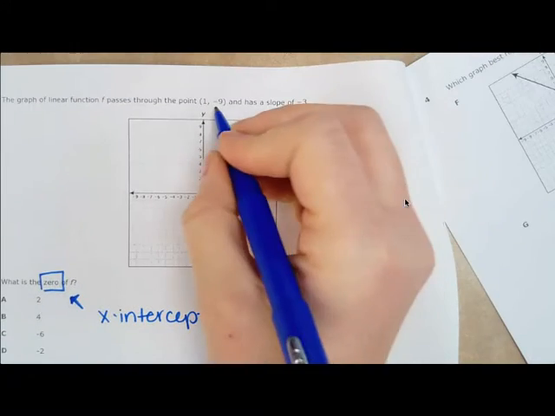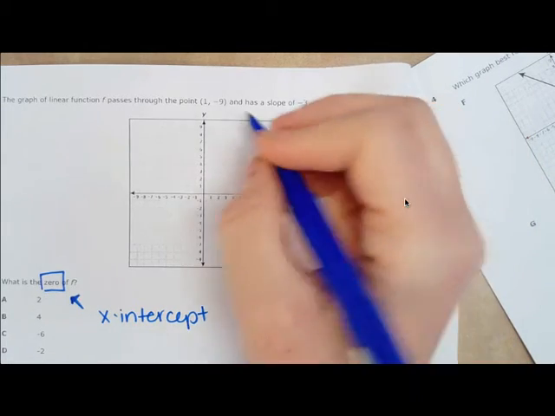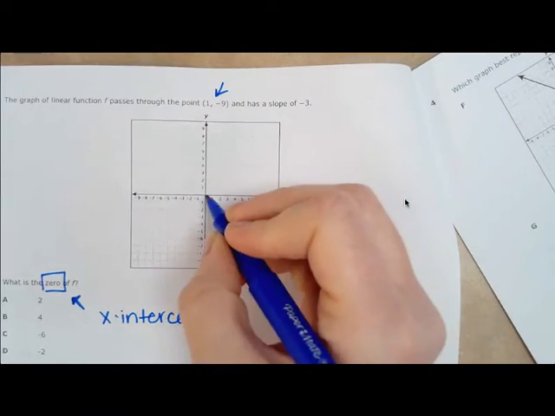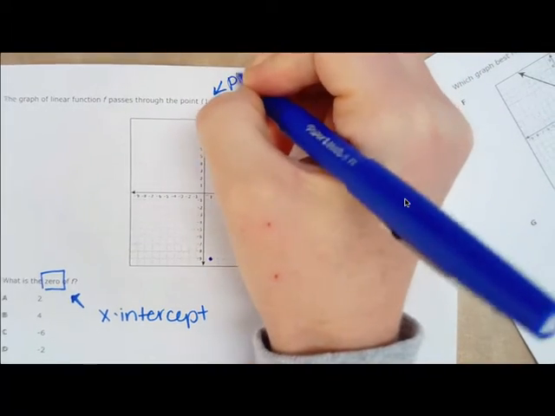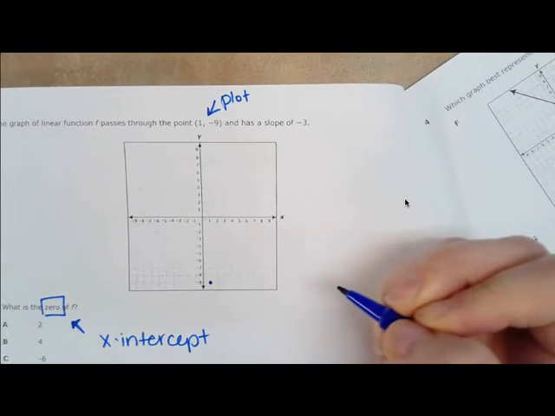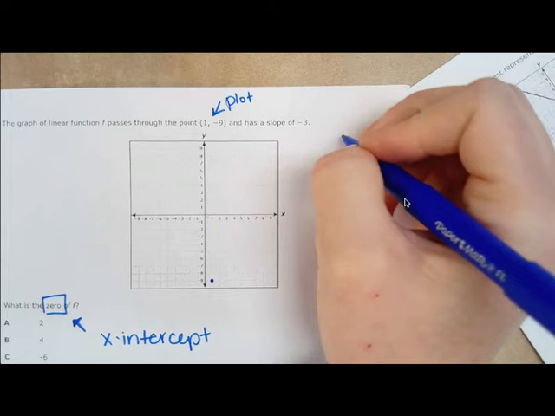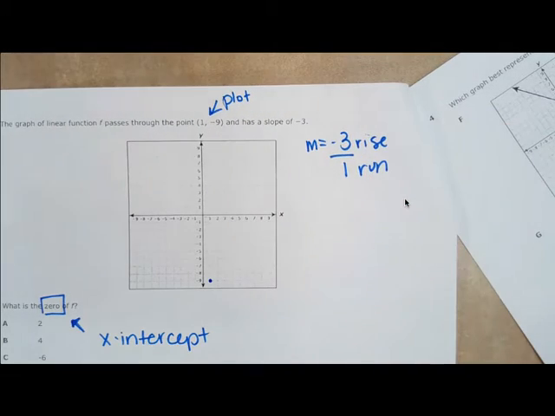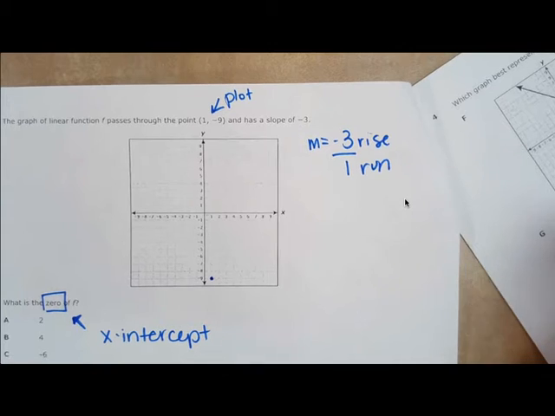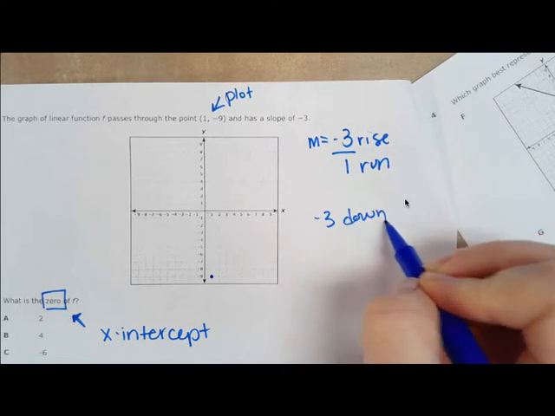So if it gives you a point and a slope, you're going to graph the line on here. Starting with the point (1, -9), you're going to plot that point. Then you're going to do the slope of negative 3, so that'd be rise over run, -3 over 1. This means I'm going to go 3 down, 1 right.